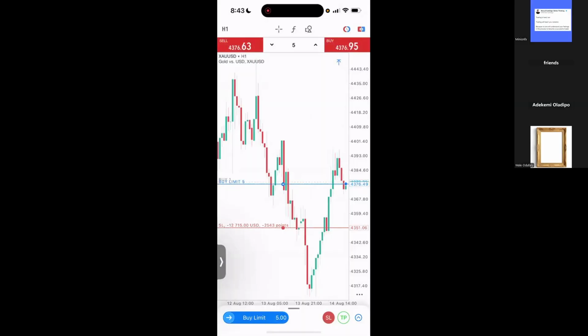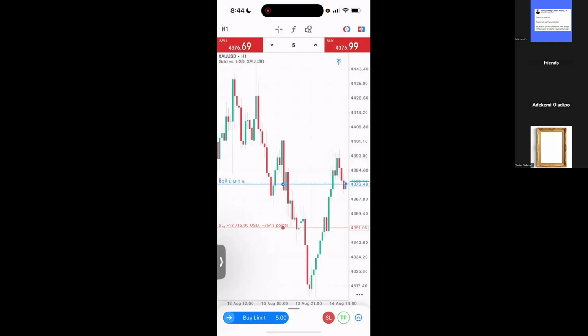What are you referring to as the last digit, please? You can see that now you have 2,543 points. So it's the same thing as pips, right? Yes. Remember I told you. So here now the correct pip count is 254.